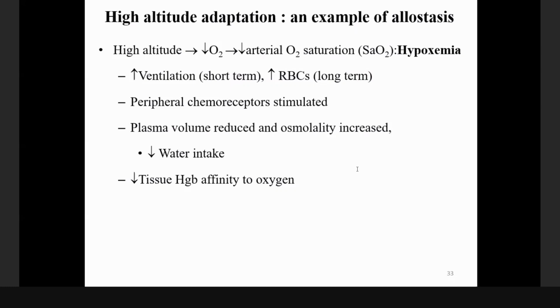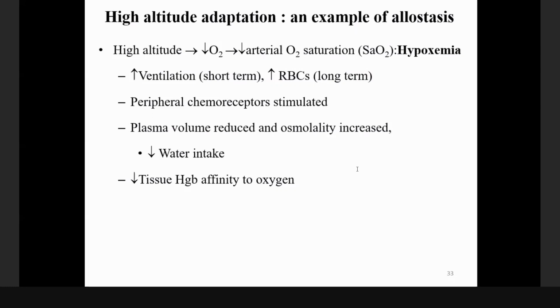The next is peripheral chemoreceptor stimulation. I mean that there are chemoreceptors that detect gases like oxygen. Those are found outside the brain, like in the carotid and the aortic arch; those are called peripheral chemoreceptors. Those are stimulated during that condition.